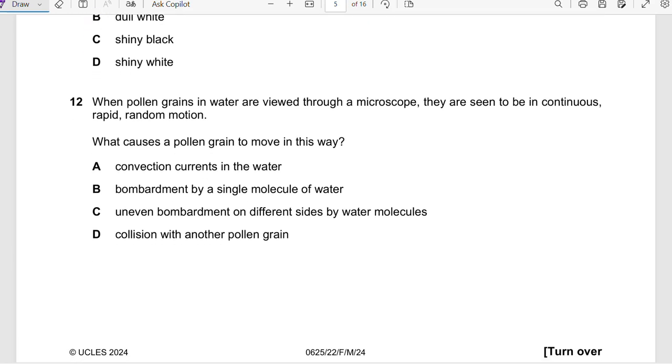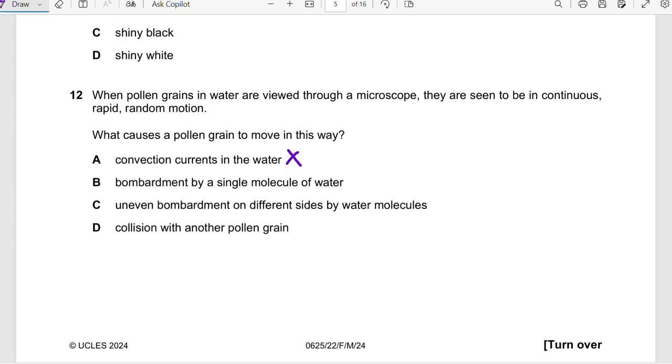In question 12, they say, when pollen grains in water are viewed through a microscope, they are seen to be in continuous, rapid, random motion. Okay? What causes a pollen grain to move in this way? In A, they say convection current in the water. Actually, this is wrong. Why? Because convection currents happen when there is a heating of the fluid, and here there's no heating.